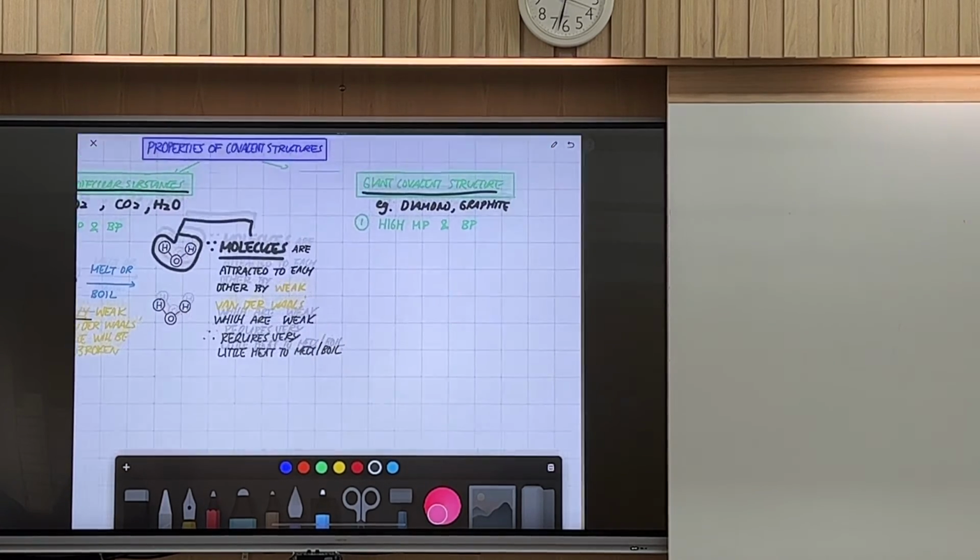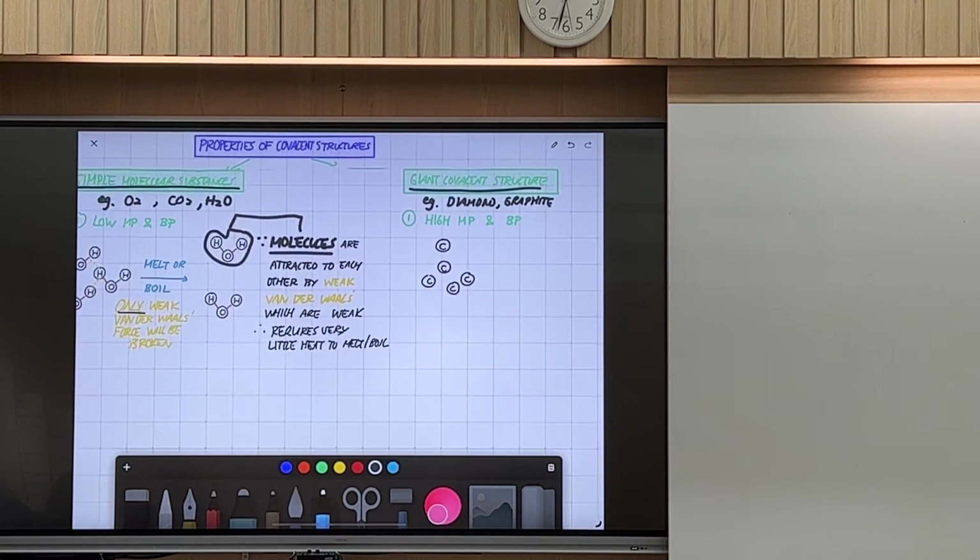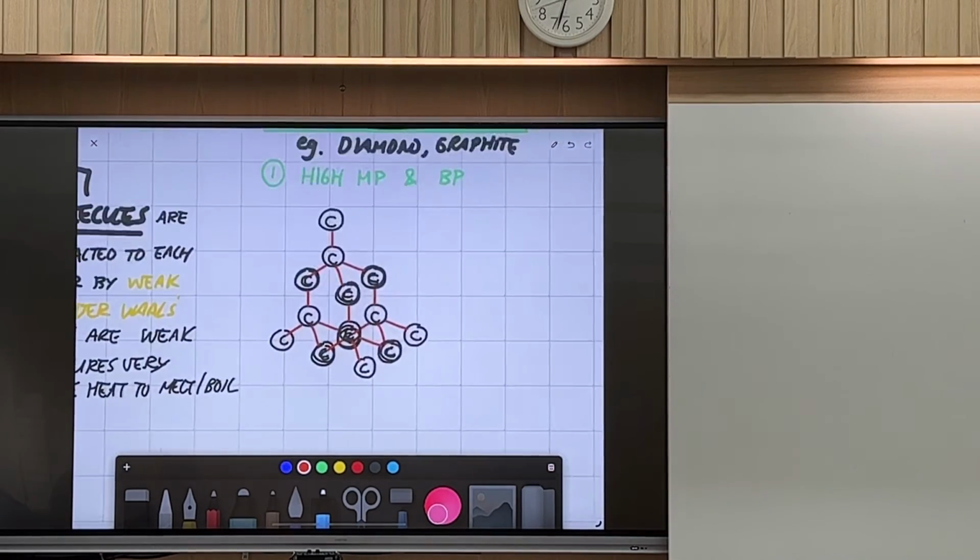Why is that? That's because when you look at diamond, let me just draw this again. Hopefully by now you know how to draw diamond. What interaction holds the carbon atoms in position? Those are called strong covalent bonds. So you can extend this network like that, and then you get this structure in here.